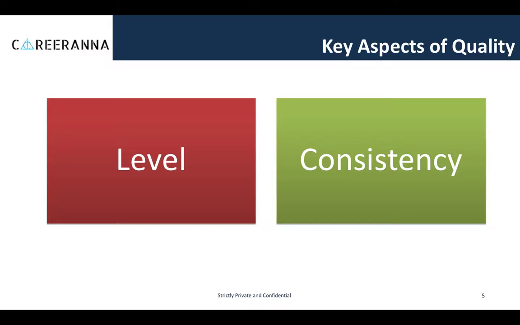And that is where level and consistency become very important parts of analyzing the quality of a product.